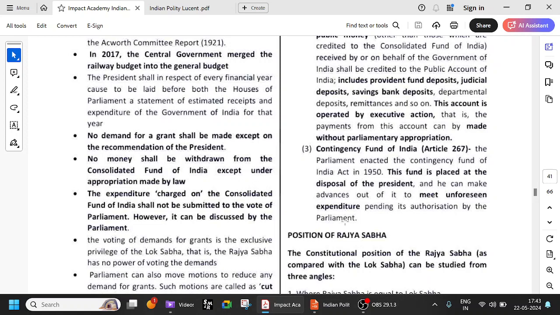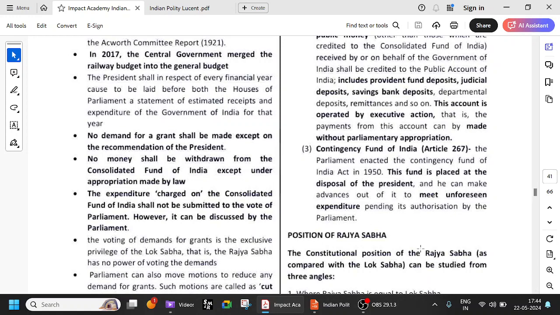So if there are any floods or any attack, war or anything suddenly, to meet emergency, unforeseen expenditure, that is taken from the Contingency Fund of India, Article 267. Okay, so it is three things: Consolidated Fund of India, Public Account of India, and Contingency Fund of India.